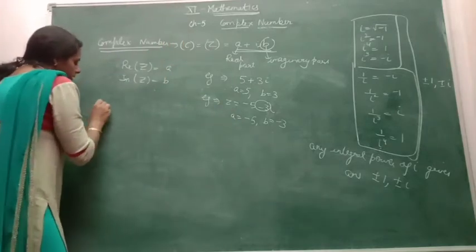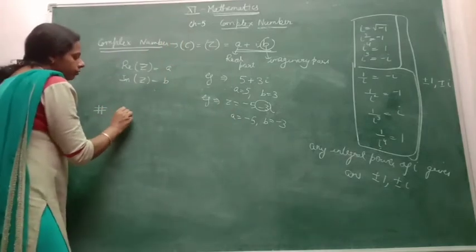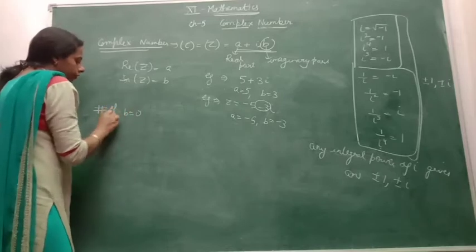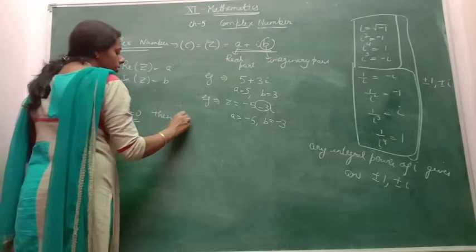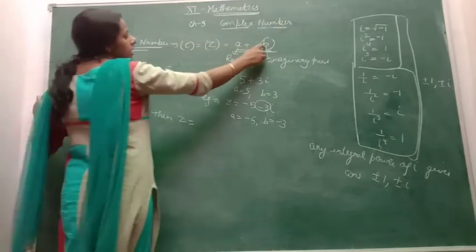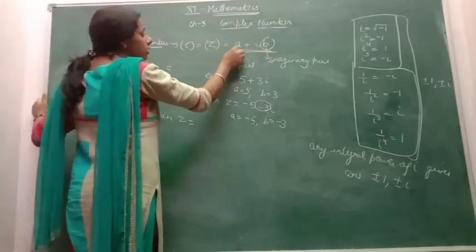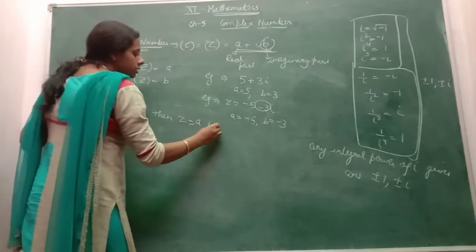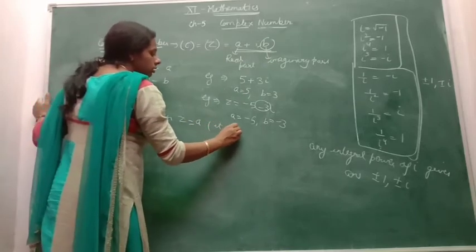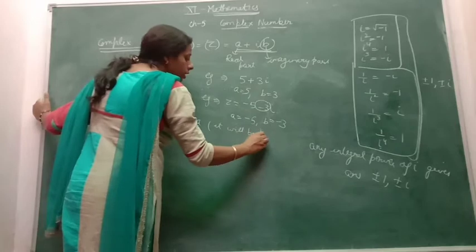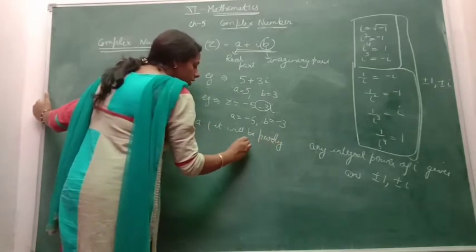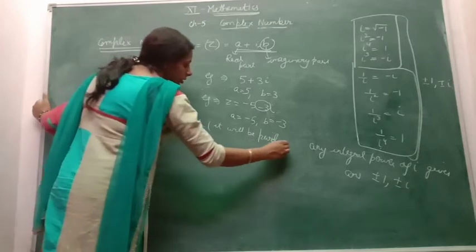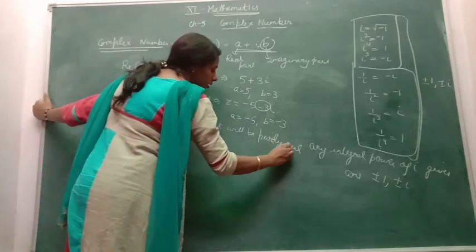Now there is another property. If B equal to 0, what will be the value of Z? अगर मैं यहाँ इस B को 0 पुट कर दूँ तो Z की वैल्यू किसकी इक्वल होगी? A. That means it will be purely real number.